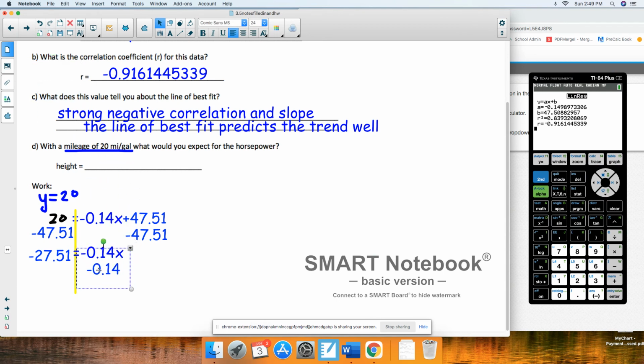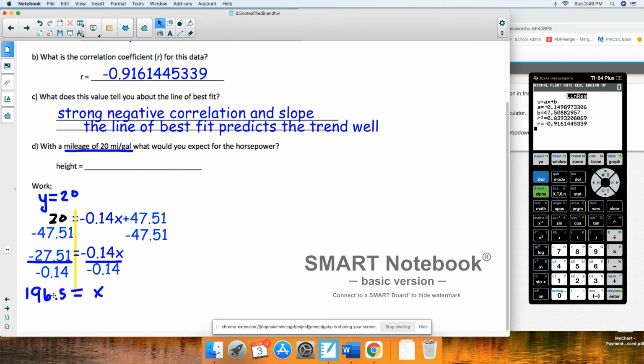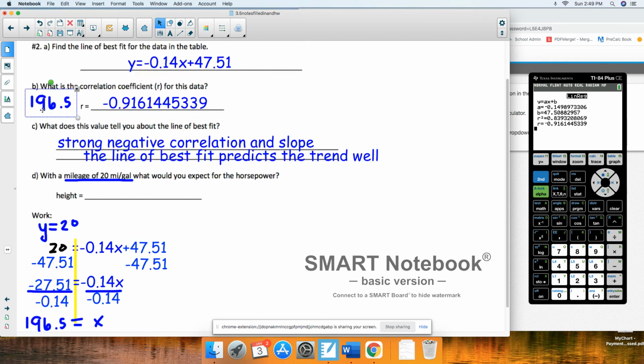Got some copying and pasting going on here, probably easier than typing. Which will be nice, because if we divide a negative by a negative, we are going to get a positive number, which we would want, since there's no negative horsepower in a car. Dividing by negative 0.14, that means we have 196.5 of our value of horsepower here. I would assume RPMs.